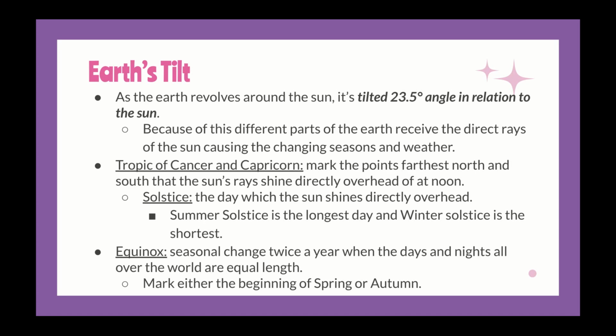So solstice is our longest and shortest day, and equinoxes are our two times a year equal days that mark seasons changing to spring and seasons changing to autumn. And our Tropics of Cancer and Capricorn are our northernmost and southernmost points on the planet, which the sun is able to hit directly with all of its light at noon.